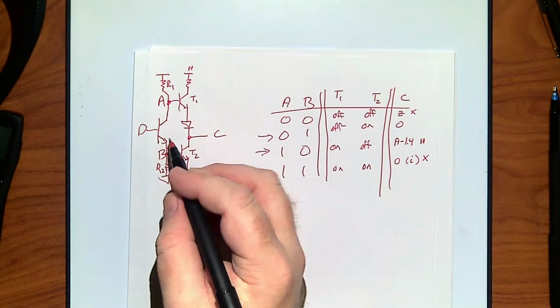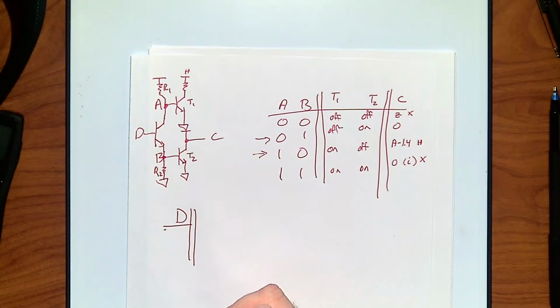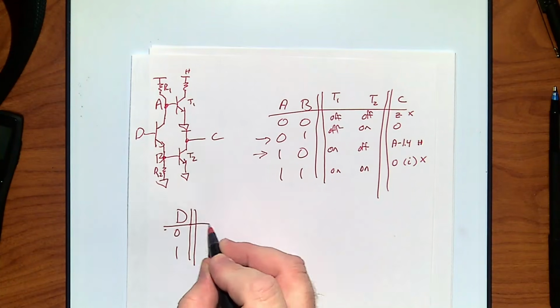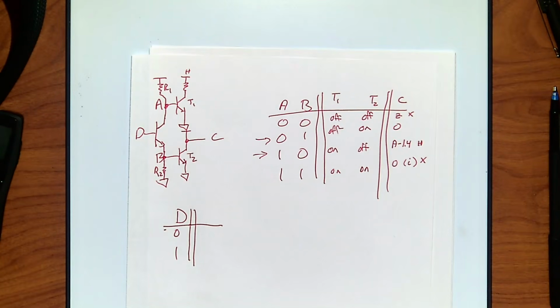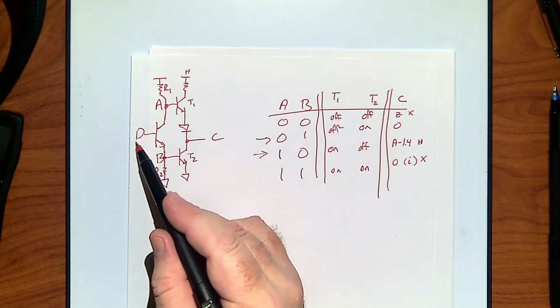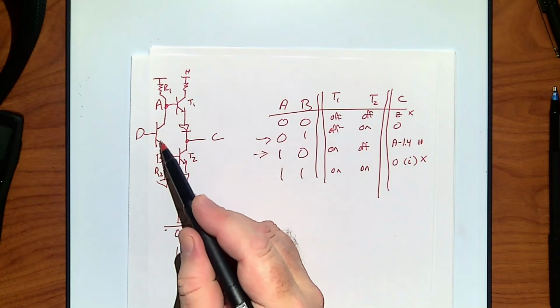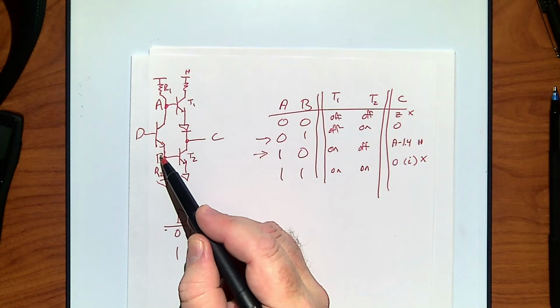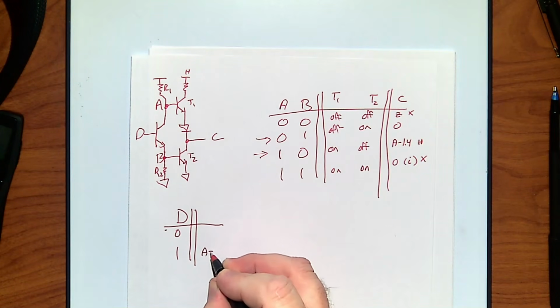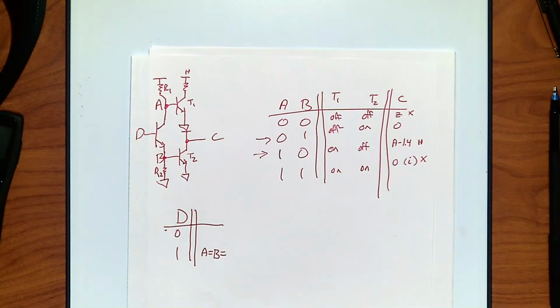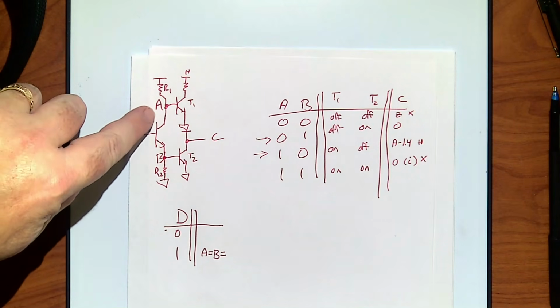So D, which is the input to this transistor, could be a 0 or a 1. What happens if D is a 1? D is off. So this is connected. So that makes A and B basically equal to each other, right? Yes. And what value is that? So in essence, this is a wire.